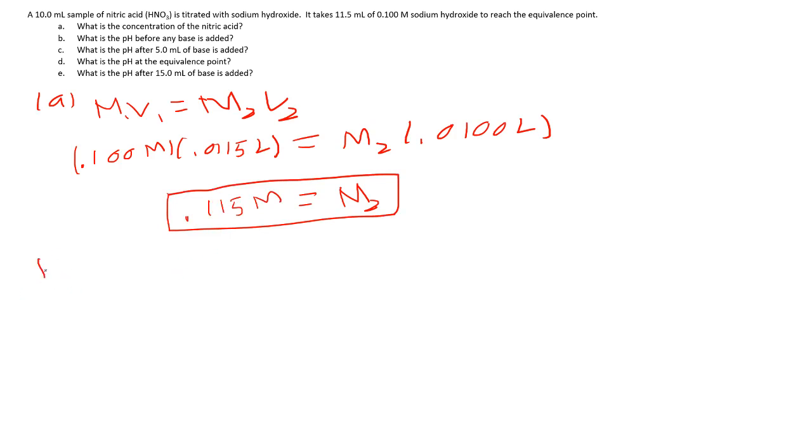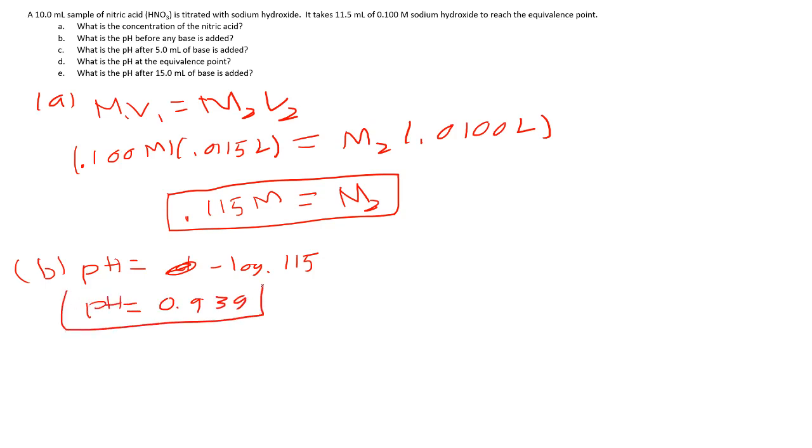Now, question B. What is the pH before any base is added? So this is simply the pH of a strong acid. We have the pH of an acid which has an initial concentration of 0.115 molar. So that is going to be negative log 0.115, and that is going to give us a pH of 0.939. That's our pH. So that'll get us through our first two questions.